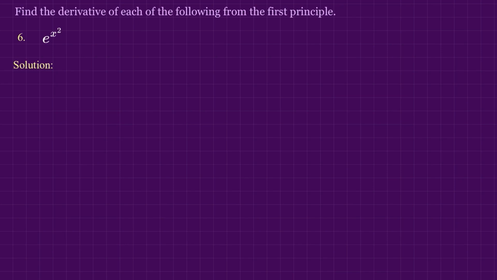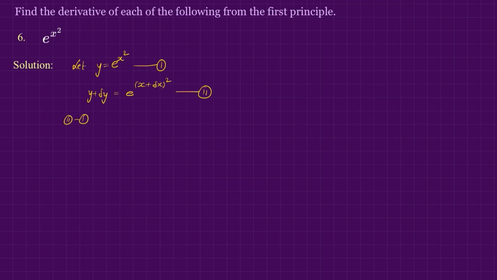Next we have e to the power x to the power 2. So let y equals e to the power x square. Therefore, y plus delta y will be equal to e to the power x plus delta x whole square. And let that be equation 2.